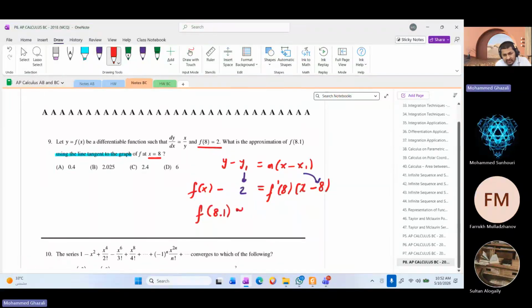f of 8.1 is approximately equal to, take the 2 over, so 2 plus, what's f prime of 8? f prime of 8, the derivative at 8. Now remember, we are given this point here. The coordinate is 8 and 2. So if you put the x value 8 over the y value 2, you will get the slope. So we get 4. And what is the value of x? 8.1. 8.1 minus 8. So you're getting 2 plus 4 times 0.1. So that's 0.4, 2.4. Yes.